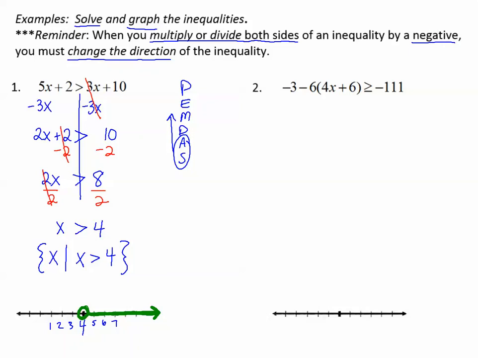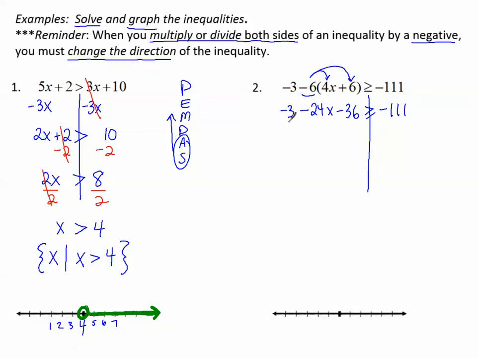Number 2. Negative 3 minus 6 times the quantity 4x plus 6 is greater than or equal to negative 111. We can start by distributing negative 6 to get rid of these parentheses. Let's draw a line at the inequality symbol like we do when it's an equal sign for an equation. Negative 3, negative 6 times 4x is negative 24x. Negative 6 times positive 6, negative 36, greater than or equal to negative 111.